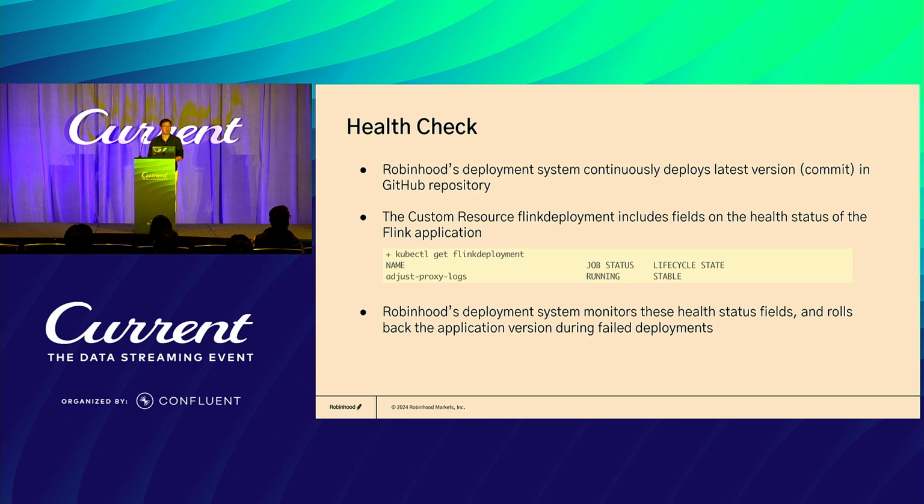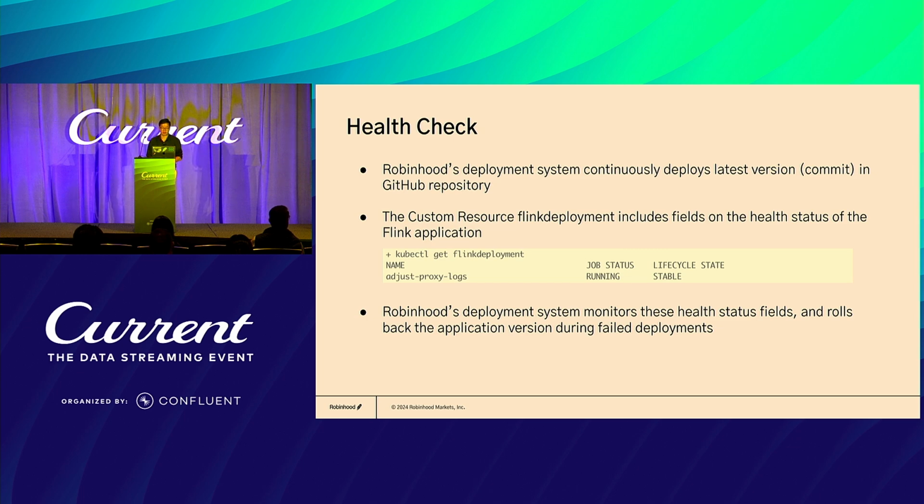Whenever a Flink application is deployed, our deployment system monitors the following field in the Kubernetes custom resource Flink deployment: lifecycle state. By the way, this Kubernetes custom resource is exactly the same as the one you get when you use the open source Apache flink-kubernetes-operator.